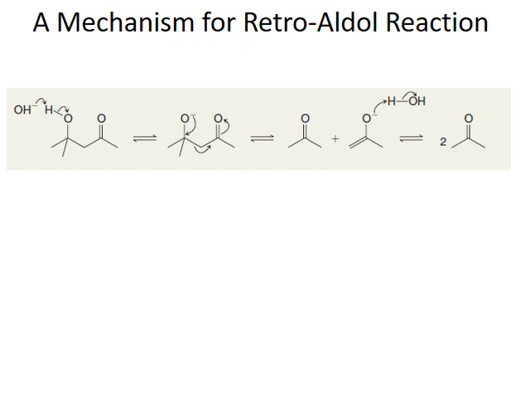The mechanism for retro-aldol reaction here. First, removal of hydrogen by hydroxide and formation of the alkoxide. Alkoxide liberates the enolate and forms the starting ketone. Enolate abstracts a proton to give another molecule of the ketone.